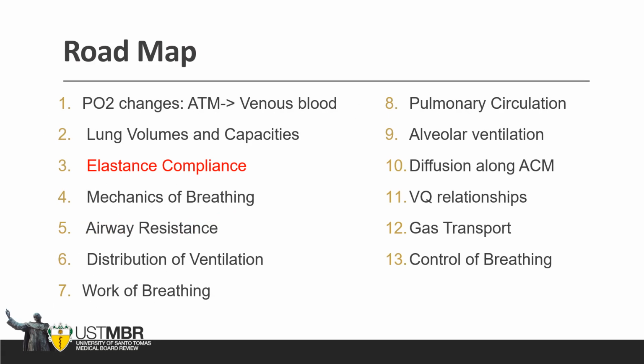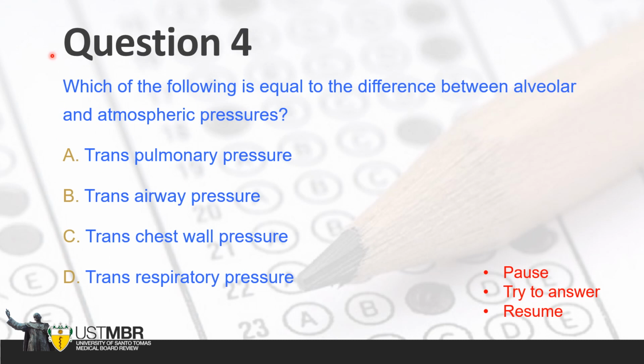So we move on to the next topic, which is elastance and compliance. The fourth interactive question asks us which of the following is equal to the difference between alveolar and atmospheric pressures. A, transpulmonary pressure, B, trans-airway pressure, C, trans-chest wall pressure, and D, trans-respiratory pressure. So what I want you to do is pause, try to answer, and resume once you have an answer.